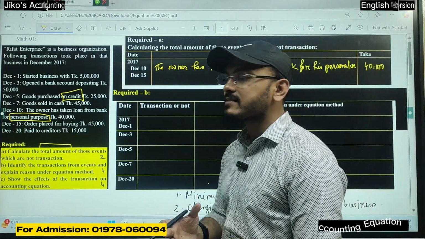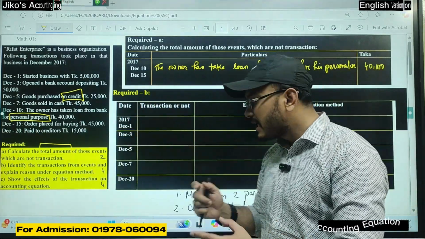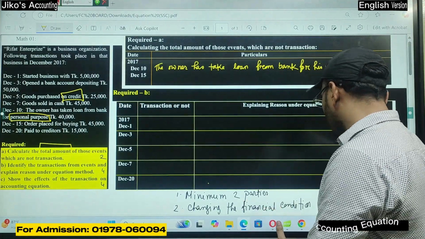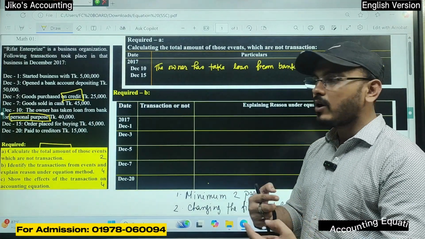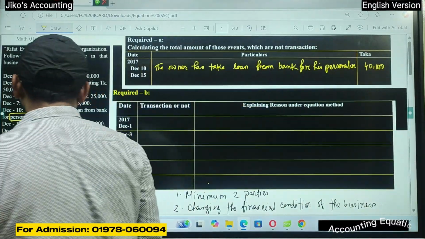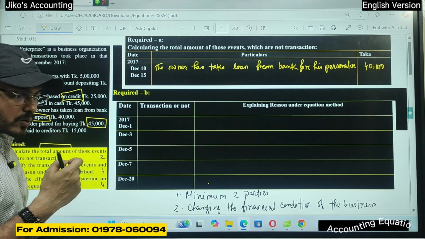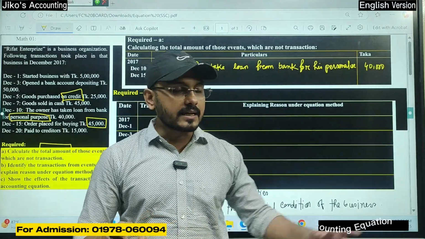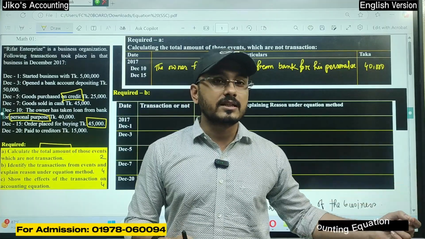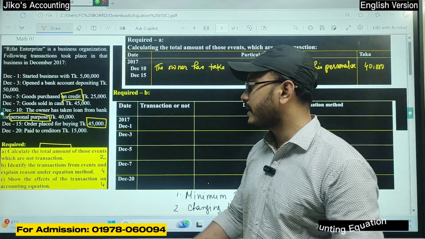It's not a transaction because it's not connected to our business. Because of this event, there is no increment or decrement in the financial condition of the business; no cash inflow or outflow is seen in the business. That's why it is not a transaction. Next: order placed for buying taka 45,000. Try to get this one. If you order something, it is not considered a transaction until the payment is made, because you have just ordered and haven't paid anything. There is no increment or decrement in the cash of the business. That's why it's not a transaction.